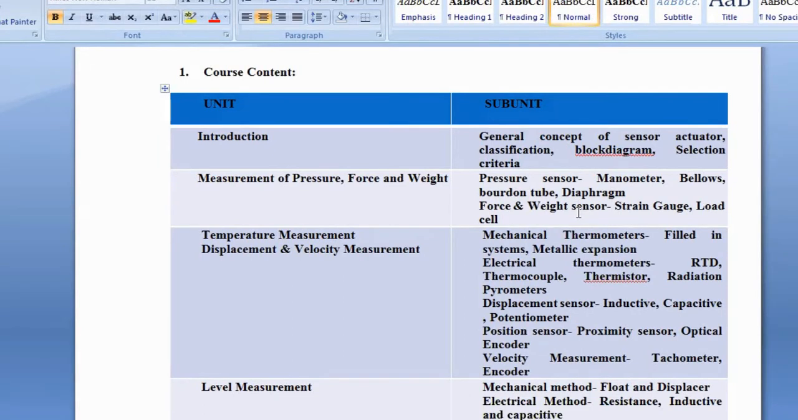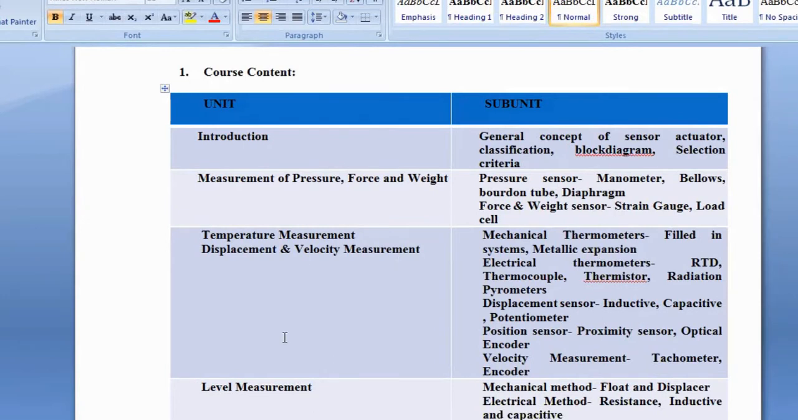Suppose you apply a load; what would be the effect on the strain? Accordingly, you have to calculate the output voltage as well. So different kinds of loads you have to apply, and then accordingly calculate the voltage. That is what force and load cells are about. Load cell is nothing but a weight sensor. That was already discussed for the strain gauge in detail.